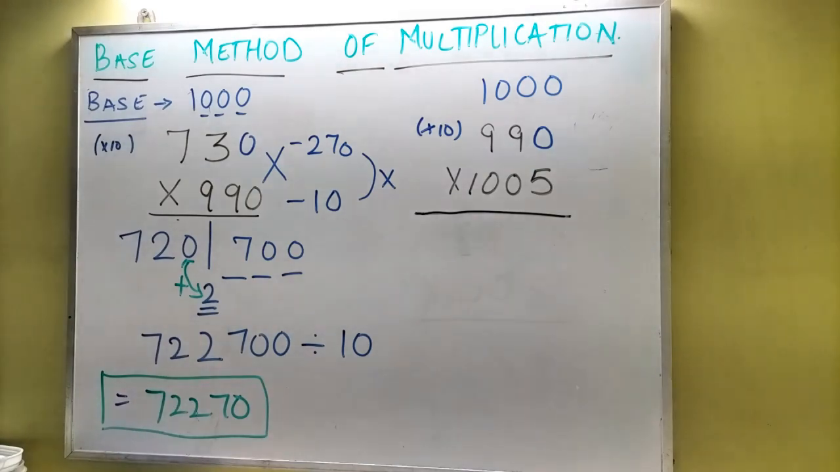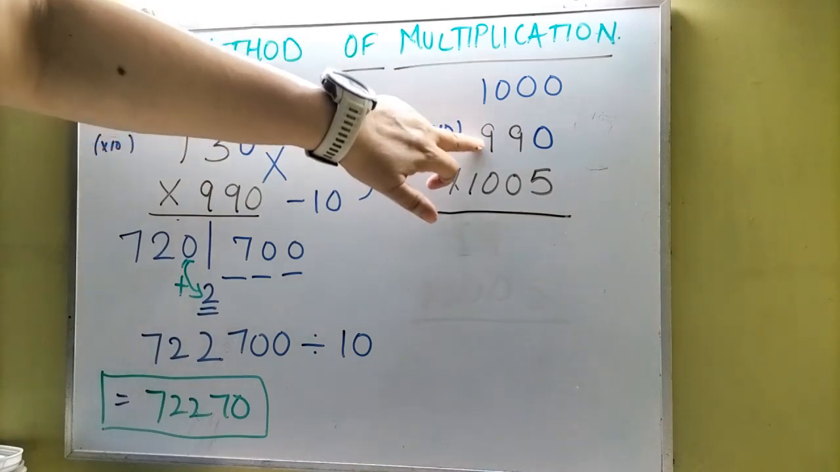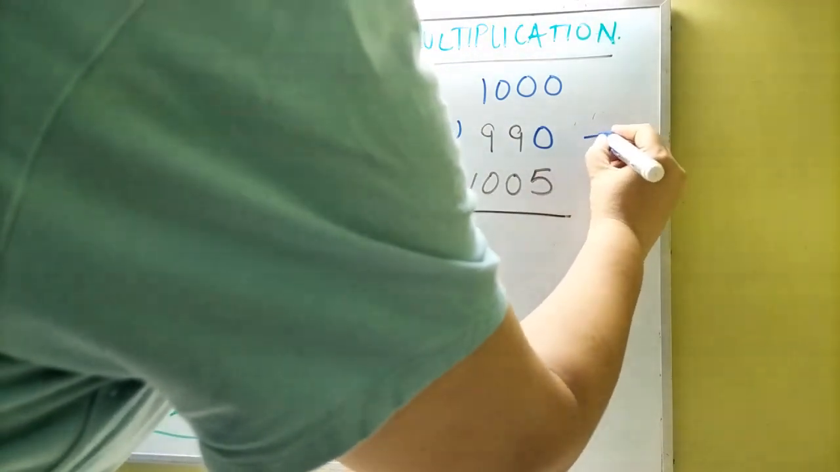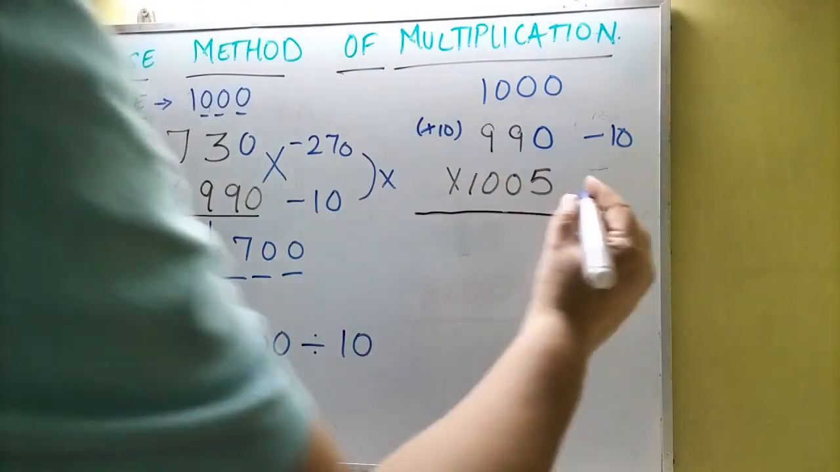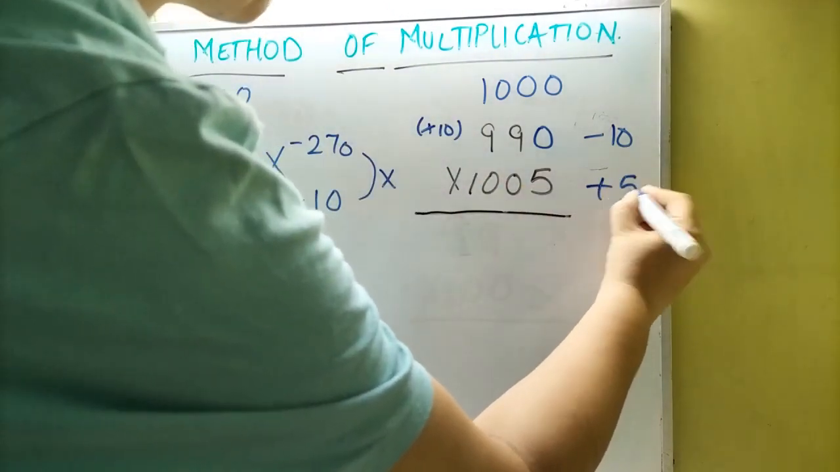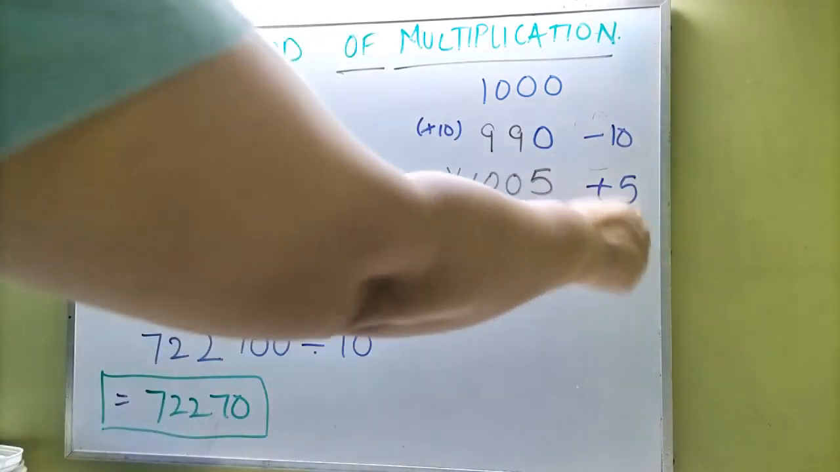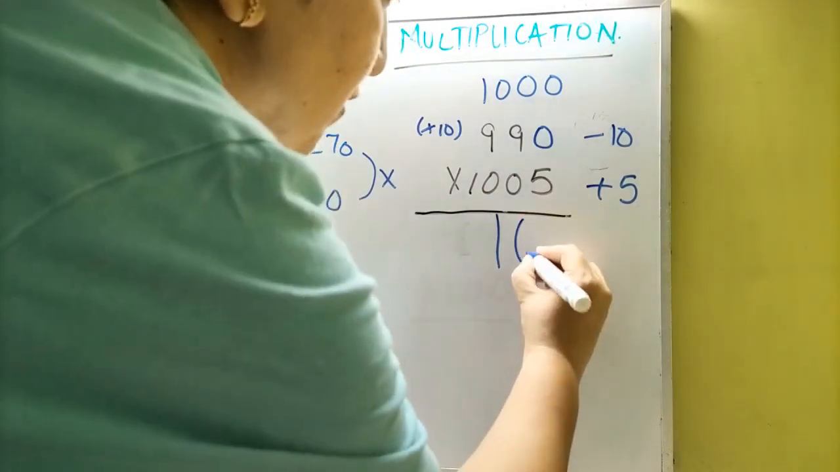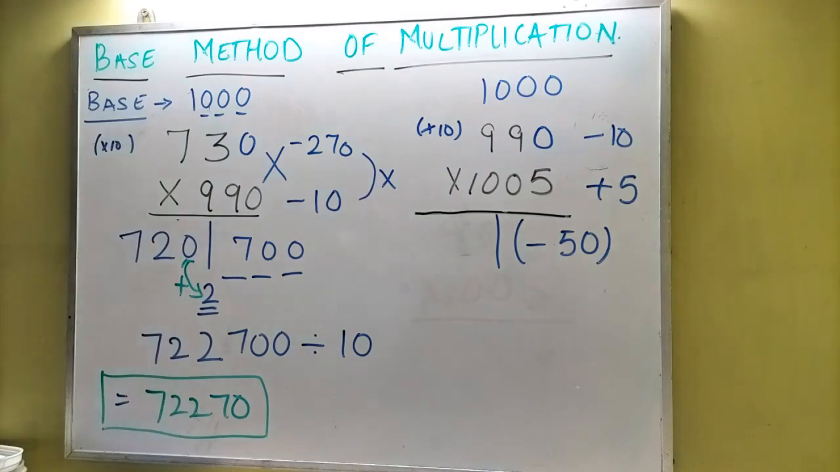Now let's come to our second sum, where we have already found out what our base is, which is 1000. So my next step is subtraction, 990 minus 1000, which gives me minus 10, and 1005 minus 1000 gives me plus 5. Now my answer will be again done in two parts. First, I will be multiplying minus 10 and 5, which gives me minus 50. Writing the sign is important.